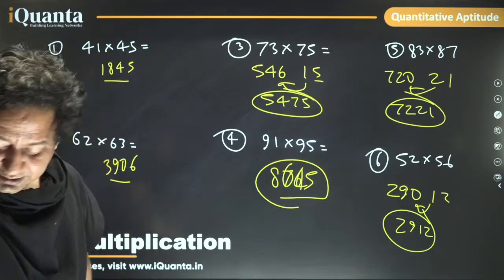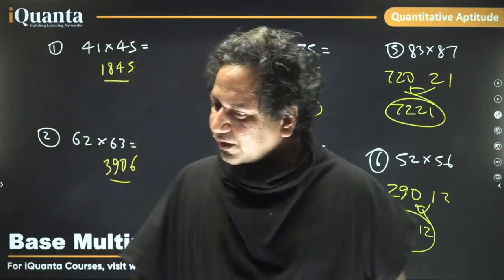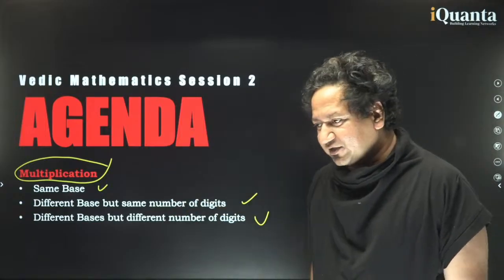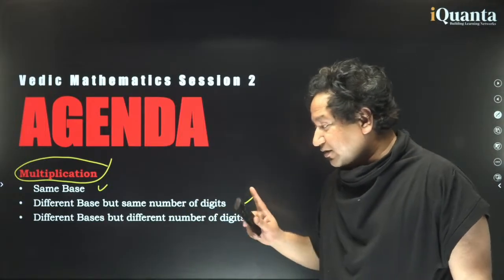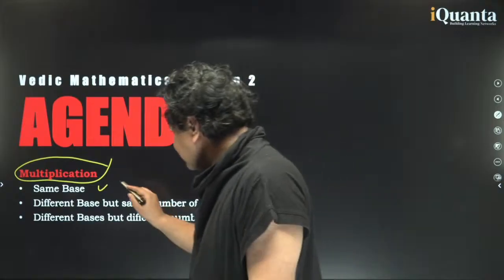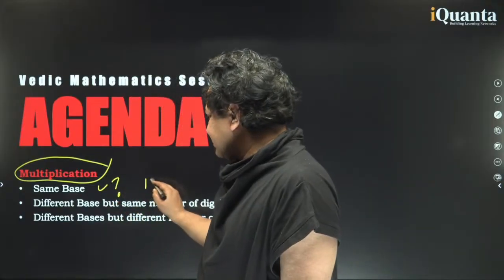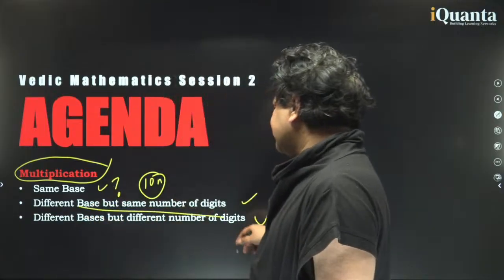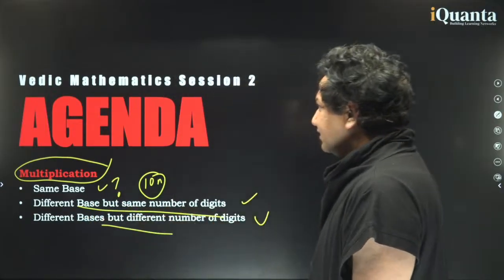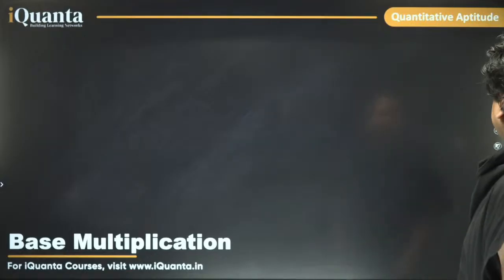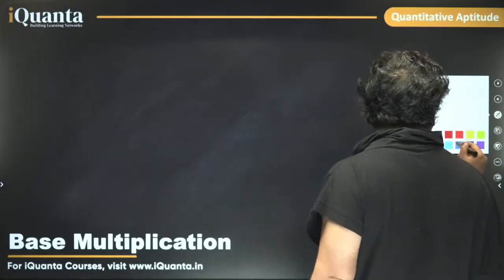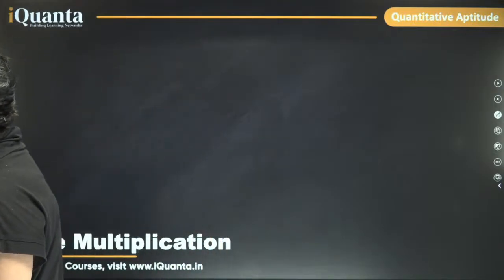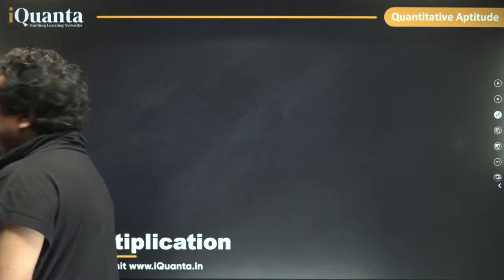Do you remember the agenda of our today's session? It was multiplication, same base. We haven't finished this yet. We have done only bases which are multiples of 10. After that we'll do different bases but same digits, different base but different digits. So let's go ahead. Now we'll go to bases which are multiples of 100. Born ready, Himank. That's great.